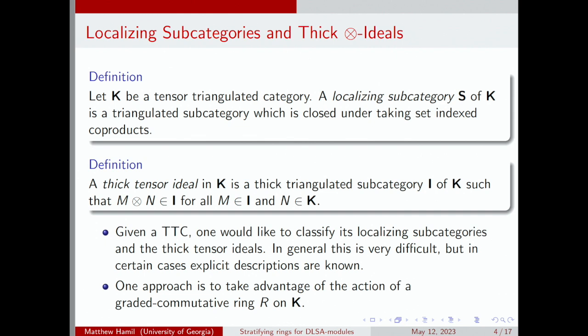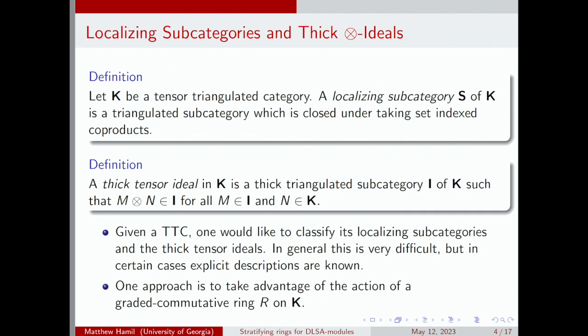A natural thing that we'd like to do given a TTC is to classify the localizing subcategories and these thick tensor ideals. In general, this is a pretty difficult problem, but there are some cases where we do have an answer. One approach that you can take is to take advantage of the action of a graded commutative ring on your category, if you have such an action. So actually, this is what I want to talk about next.